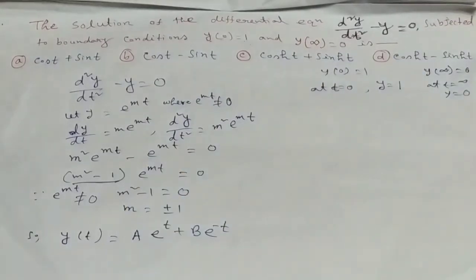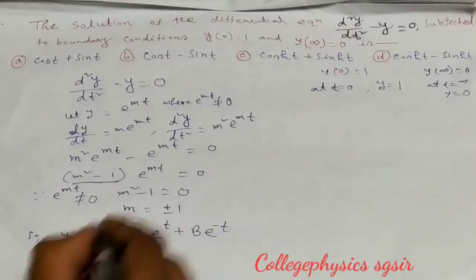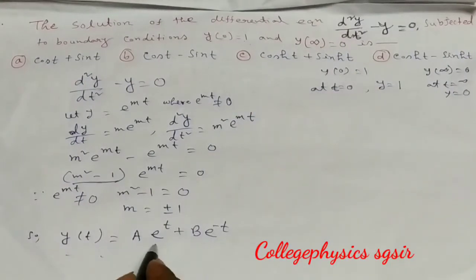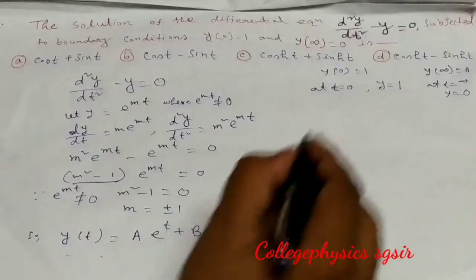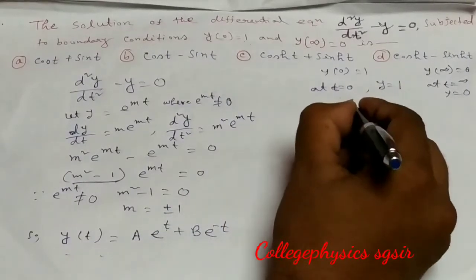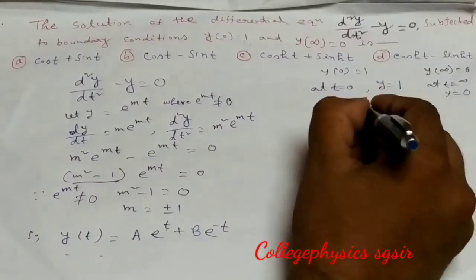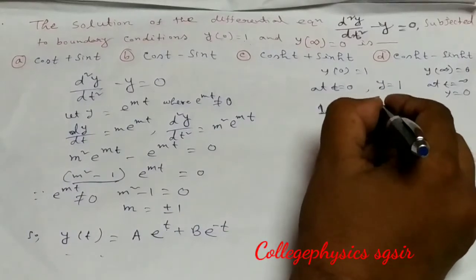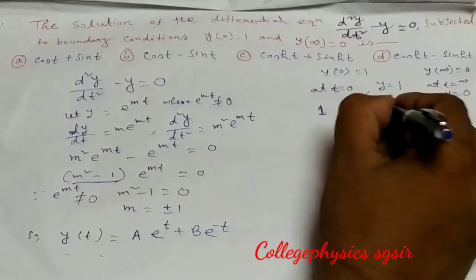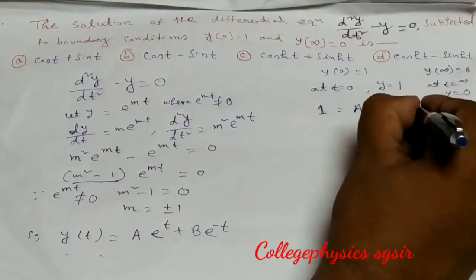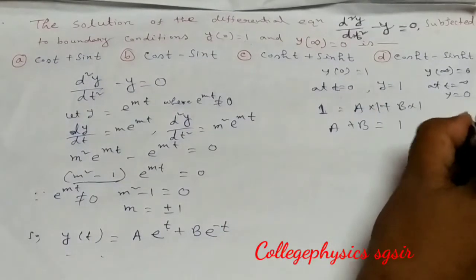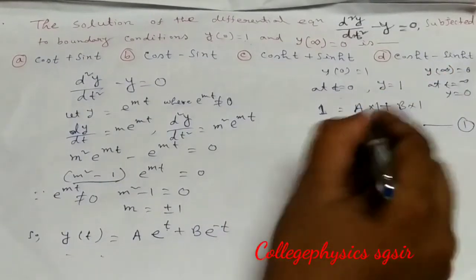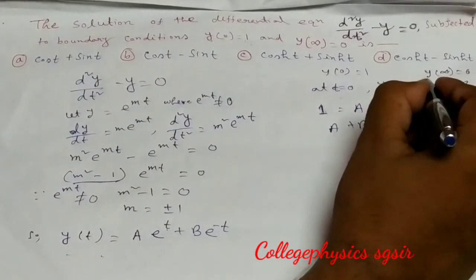Now we put these boundary conditions in this equation. y(t) is equal to a e to the power t plus b e to the power minus t. So we put the value of t. y equal to 1 means 1 is equal to a e to the power 0, which means 1, also b into 1. So we get a plus b is equal to 1 as an equation.